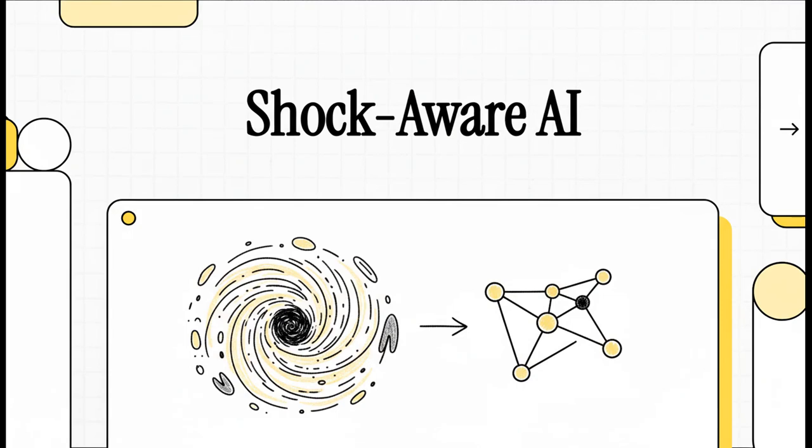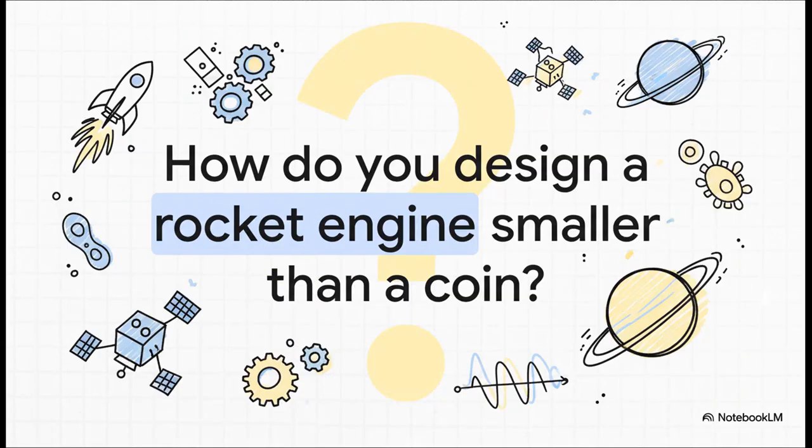Welcome to The Explainer. Today, we're diving into something that sounds like it's straight out of science fiction. We're going to talk about how to teach an AI to understand the physics of a rocket engine that's smaller than a coin. So yeah, how do you do that?